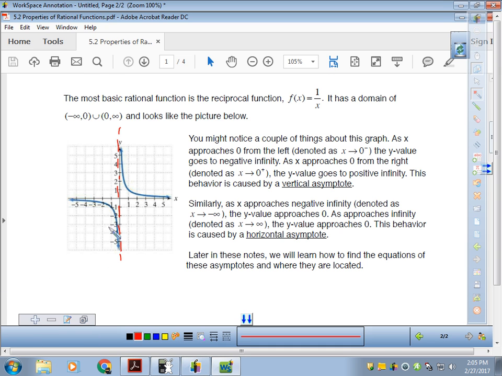Similarly, as x approaches negative infinity, as x goes out here to the left, the y value, you notice, is getting closer and closer to 0.